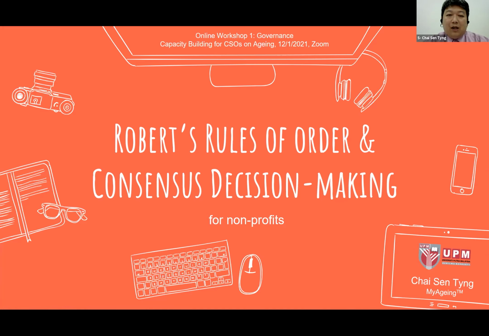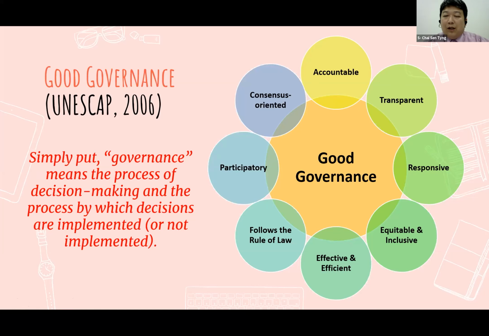My presentation today is on Robert Rules of Order and consensus decision making for non-profit organizations. I think just to recap for today's workshop, what we are really trying to achieve is to talk about governance. It doesn't matter whether you are NGOs or government departments or private businesses. All these 8 aspects of governance are applicable.